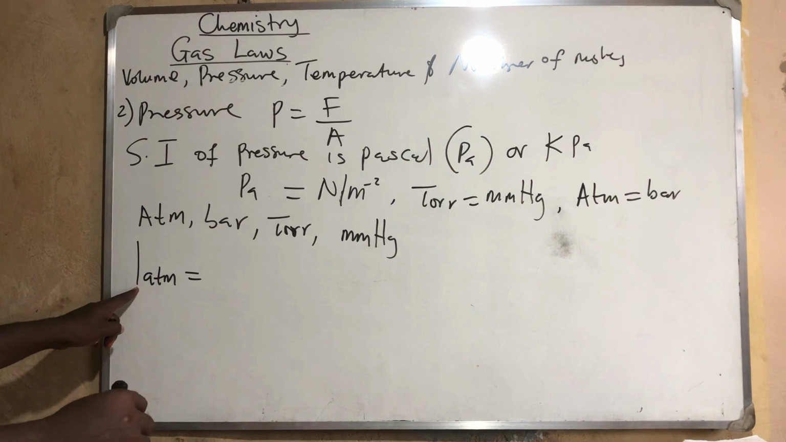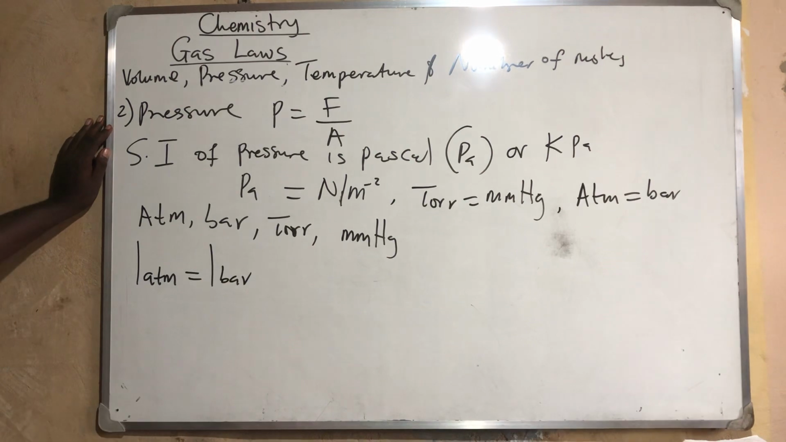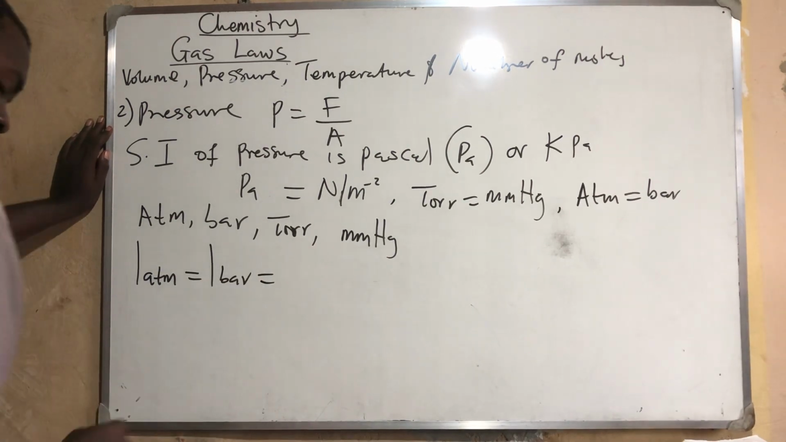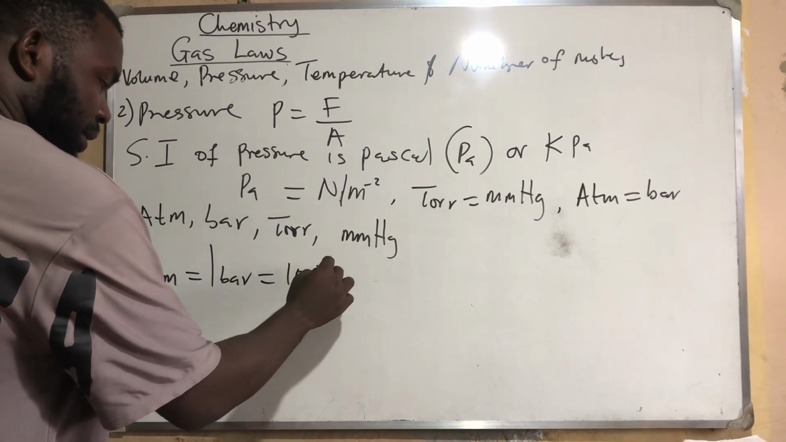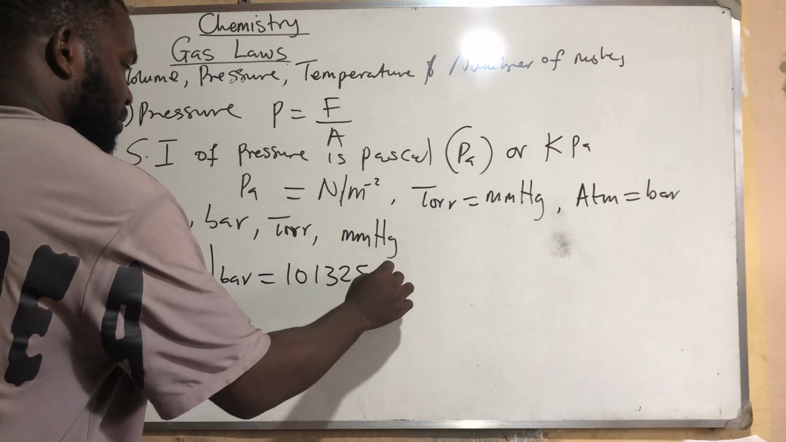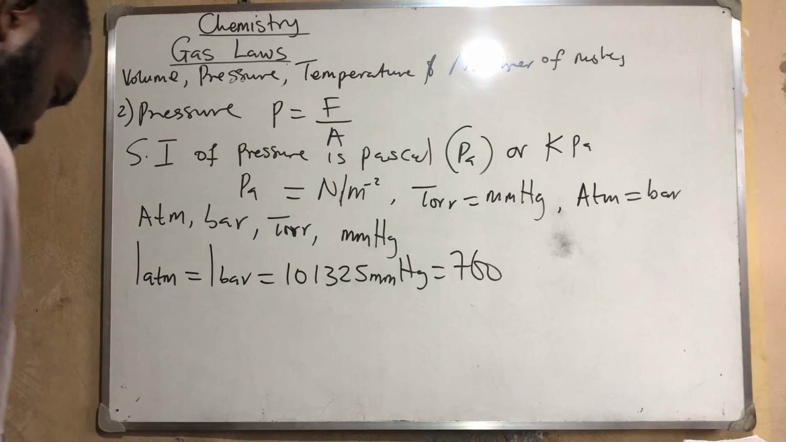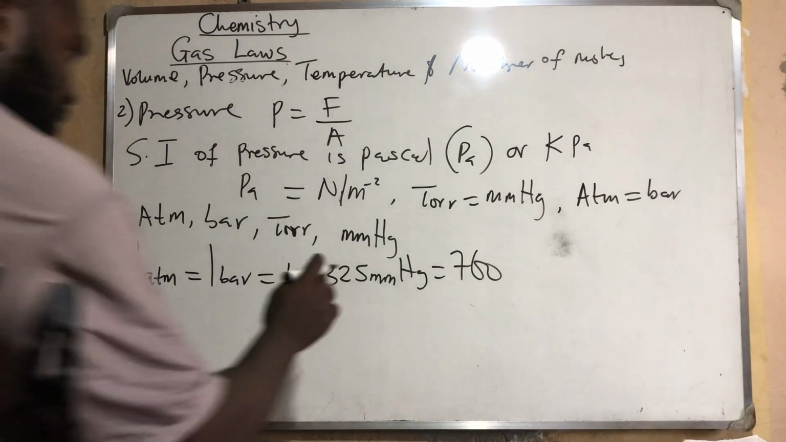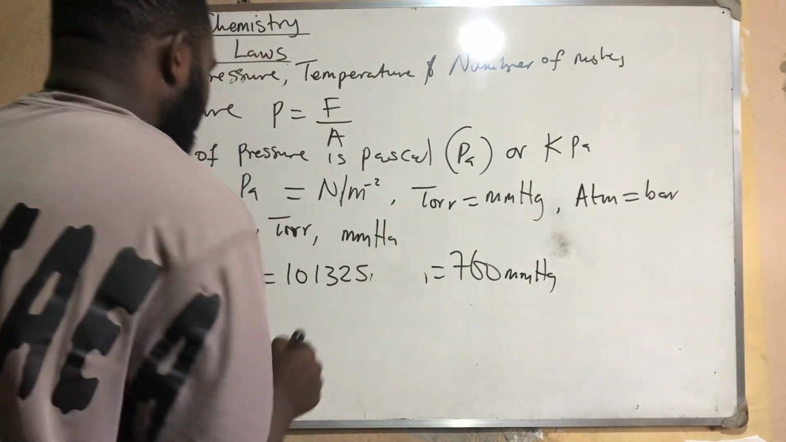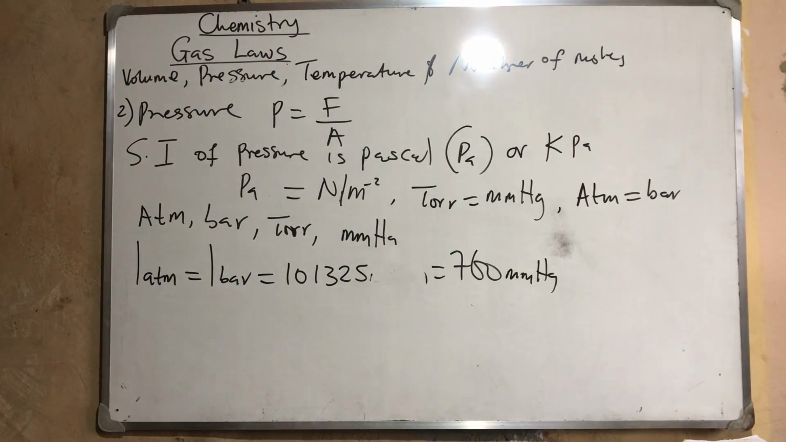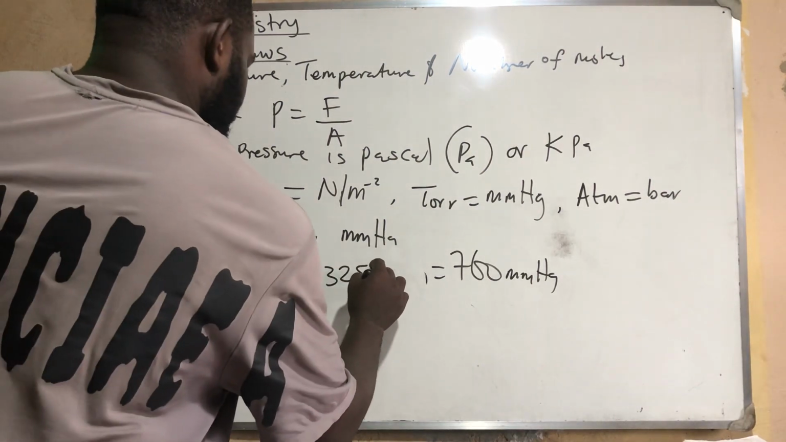So now we need to know that one ATM is the same thing as one bar, which is the same thing as 101,325 Pascal, which is the same thing as 760 millimeter mercury. So this one is millimeter mercury, while this one is Pascal or Newton per meter square. Pascal.